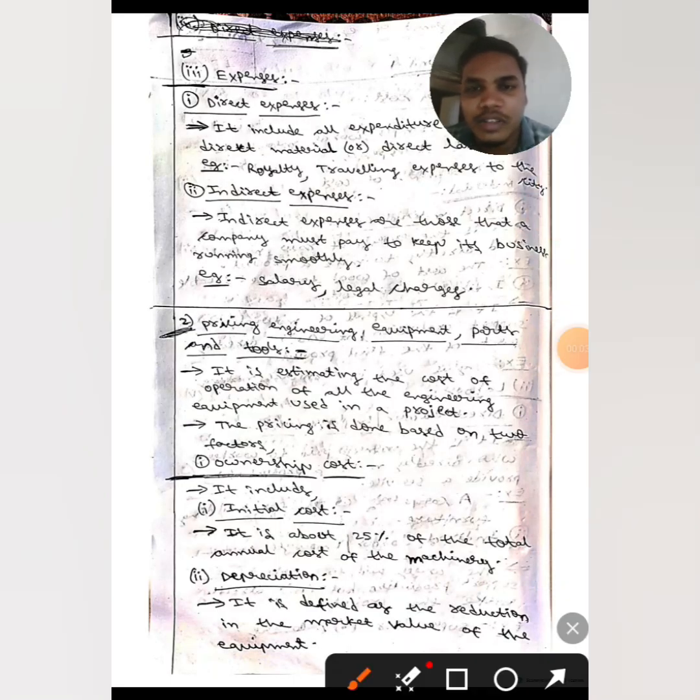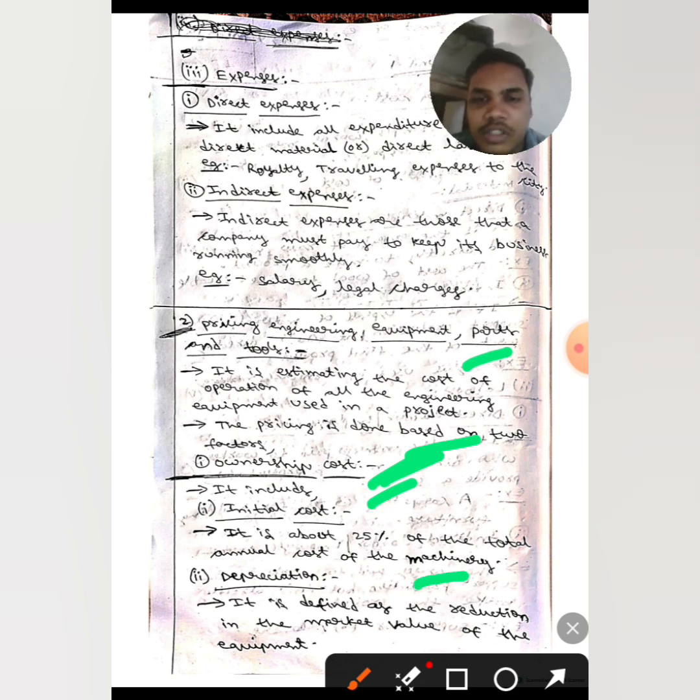Today we are here to discuss pricing engineering equipment parts and tools. It is estimating the cost of operation of all engineering equipment used in the projects. Here the pricing is done based on two factors. The first one is ownership cost. Here this ownership cost includes initial cost, which is about 25% of the total annual cost of the machinery.